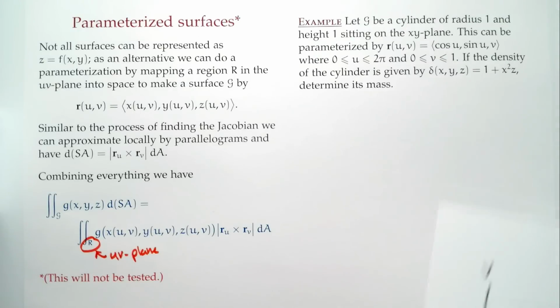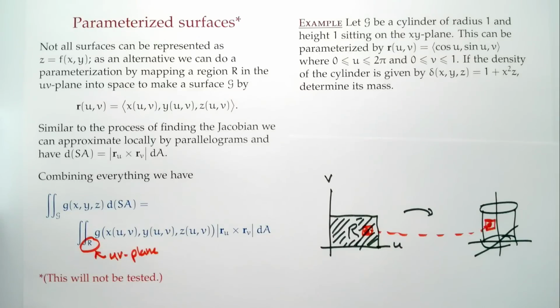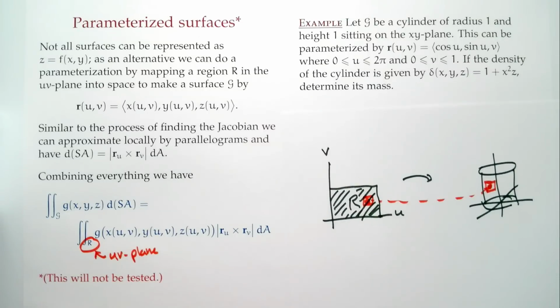So to give some idea of what's happening here, suppose you have a cylinder of radius 1 and height 1 sitting on the xy plane. This can be parameterized in the following way. Cosine u, sine u, v, where u goes between 0 and 2 pi, and v goes between 0 and 1. In other words, there really is a nice parameterization that takes us from this region here in the UV plane onto a cylinder. And now it says, well, suppose I want to find the mass and I know the density. The density is given by 1 plus x squared z, and I want to determine its mass. Well, how do we do it?